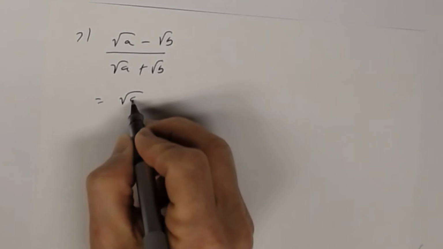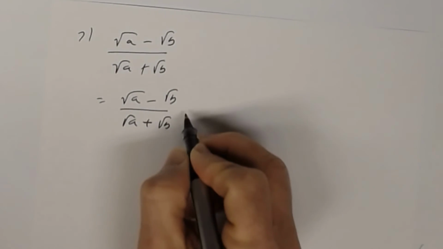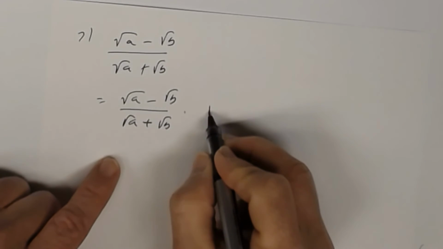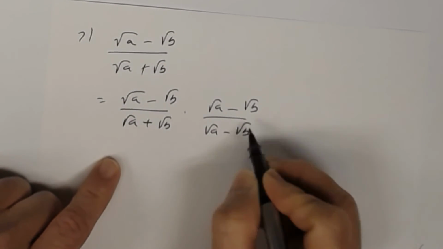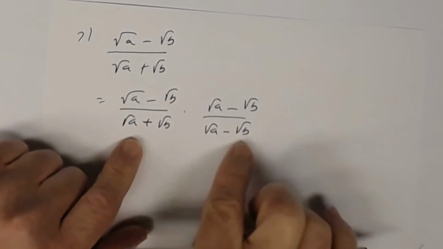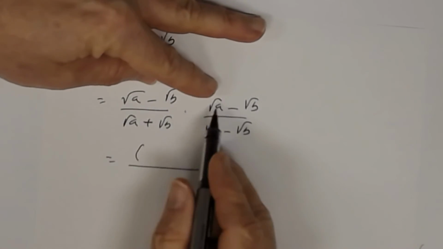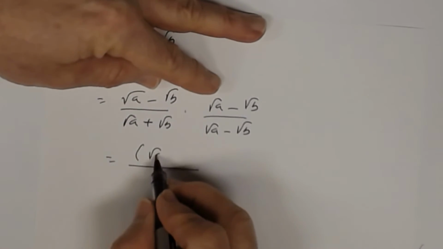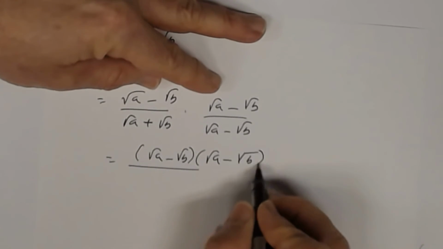So I'm going to rewrite this over. All right, so you're going to say times the conjugate, the square root of a minus the square root of b, the square root of a minus the square root of b. All right, now be careful because you have a binomial. You have two terms times two terms. So let's go ahead and write it like this first. So in the numerator, you have the square root of a minus the square root of b times the square root of a minus the square root of b.